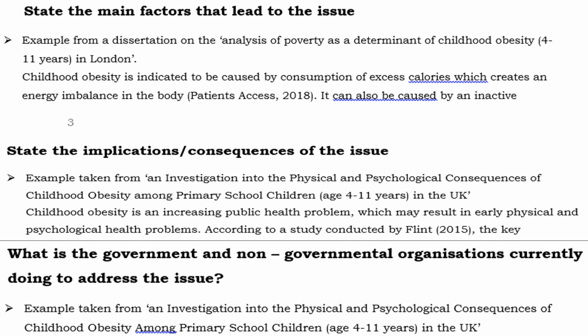Moving on to the next section, what are the government and non-governmental organizations currently doing to address the issue? What's happening right now? What activities is the government doing to tackle your particular health issue? I have an example again from our childhood obesity dissertation. I've also mentioned non-governmental organizations. We always generally mention the government, but it's also good to know what significant action is taking place by non-governmental organizations.